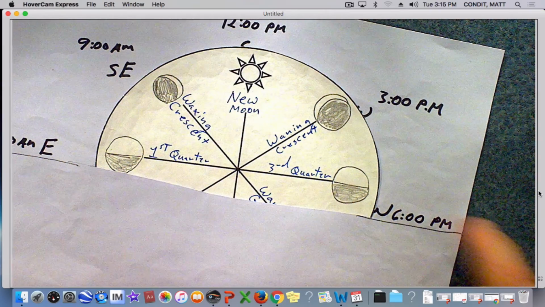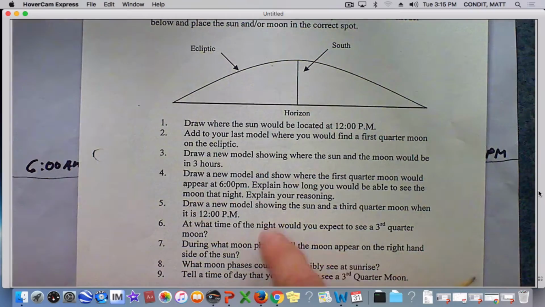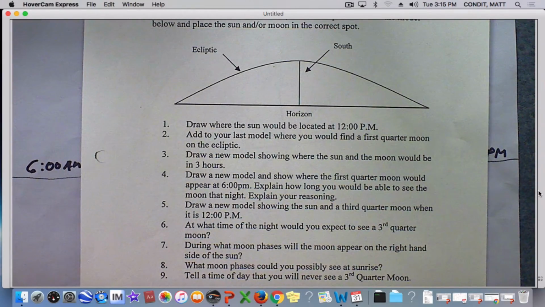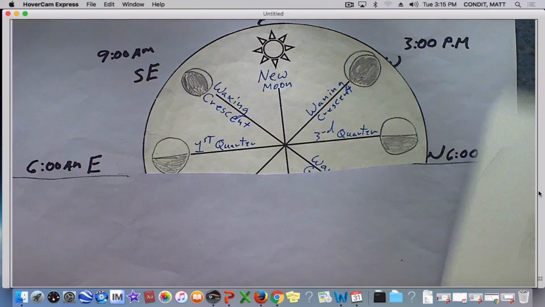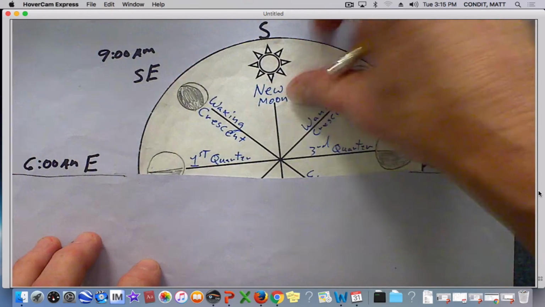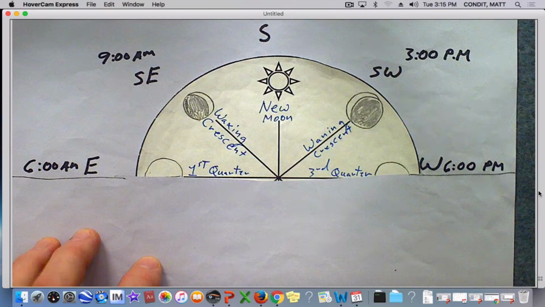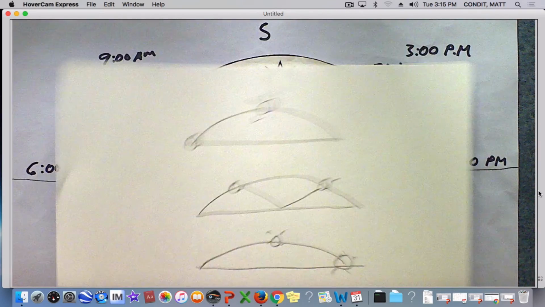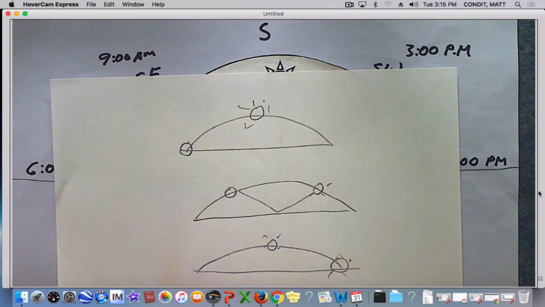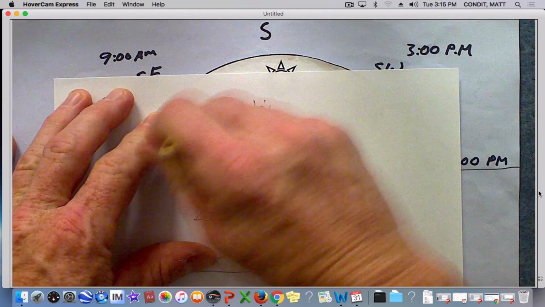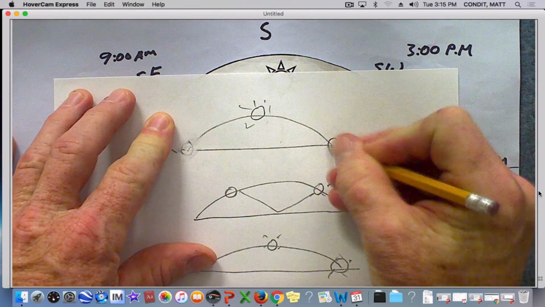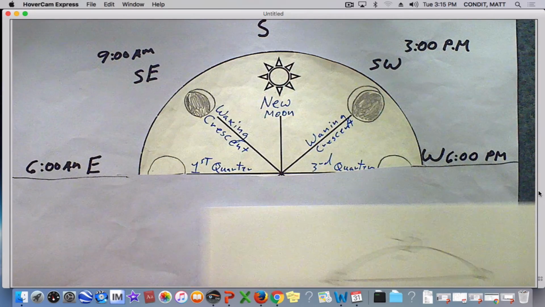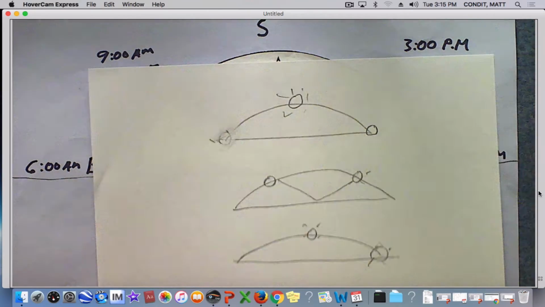Next, question 5. It says, draw a new model showing the sun and a third quarter moon when it is 12 p.m. So once again, we go right back here to 12 p.m., but now we want a third quarter moon. Remember, before, when it was a first quarter moon, we drew that. So now we go back to this one. This is where the first quarter moon would be, so we'll take that out. A third quarter moon is going to be right over here, again at a 90-degree angle. And so we've got our new drawing.